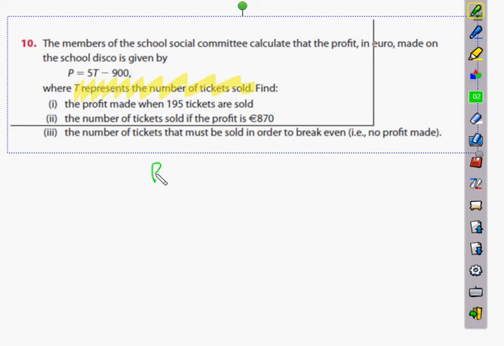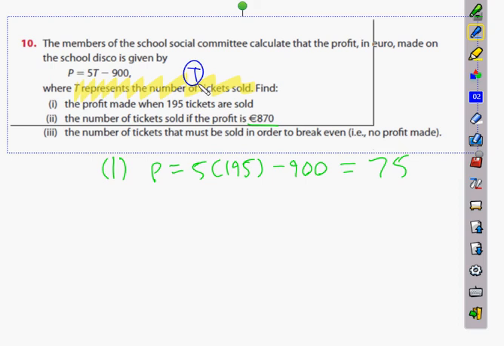Yeah. P equals 5 multiplied by 195 minus 900. And what do we get when we put that into the calculator? I'm going for 75. Mine's 75. Plus 75. Now, how many tickets did we sell if the profit was 870? If you're trying to find out the t value, yeah? Everybody wanting to find out the t value.